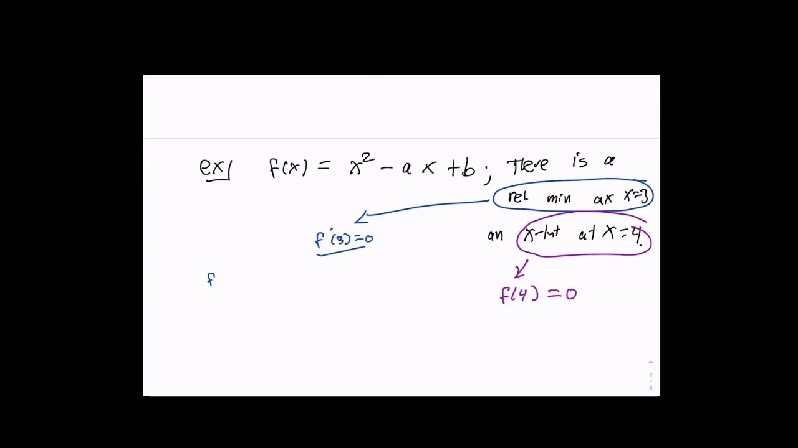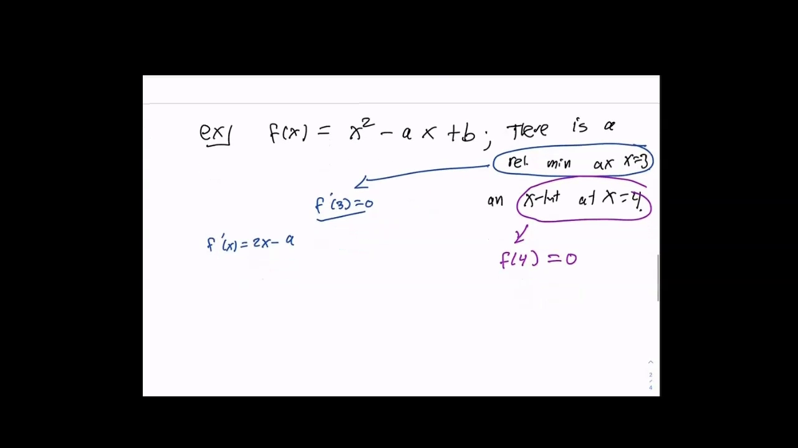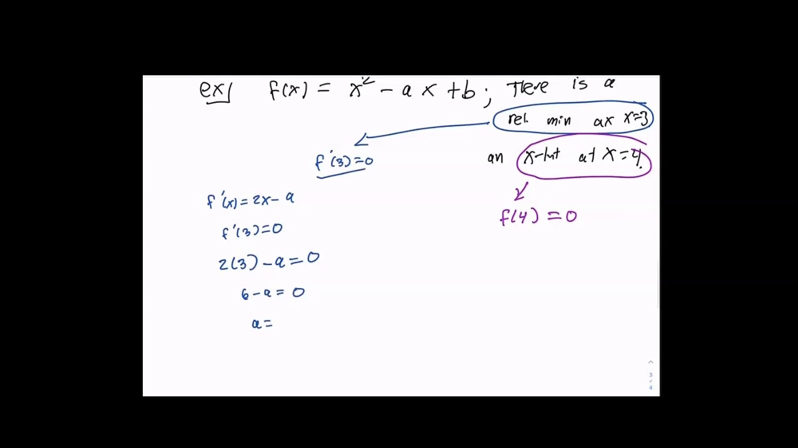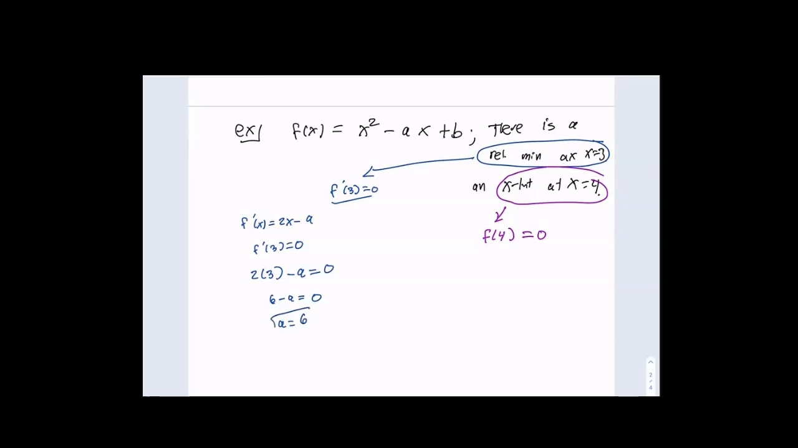And we're going to find the derivative. So f prime of x would be what? 2x minus a. F prime of x is 2x minus a. Now we know that f prime of 3 equals 0, so 2 times 3 minus a is 0. 6 minus a has to equal 0, so a is equal to 6. All right, so I found a, now I need to find b.